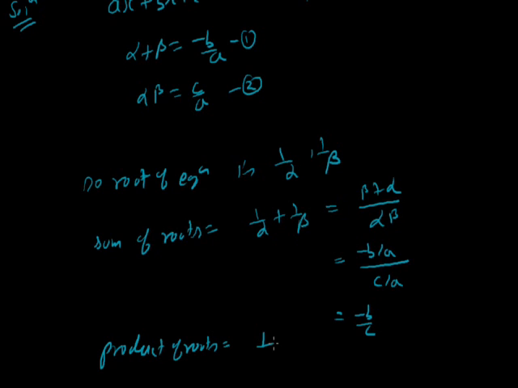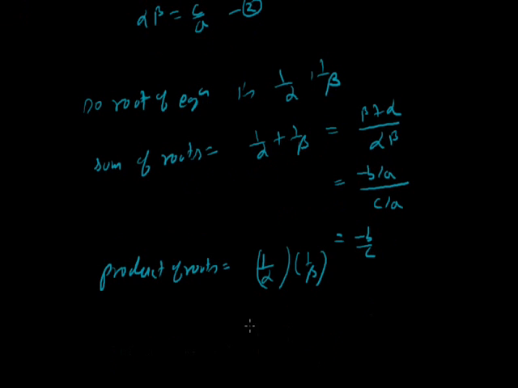Now I have to find the product of roots. So product of roots is 1 upon alpha into 1 upon beta. So what I get? 1 upon alpha beta. What is the value of alpha into beta? That is c upon a. तो a ऊपर चला जाएगा so it becomes a upon c.